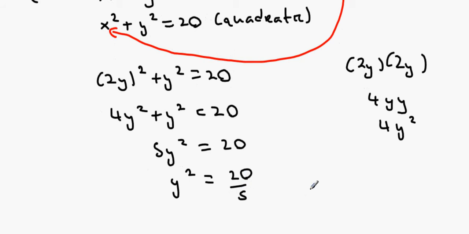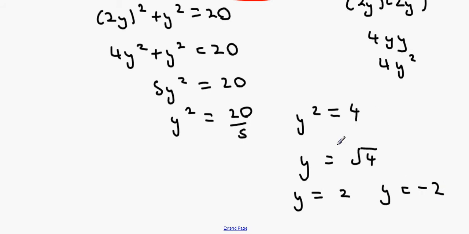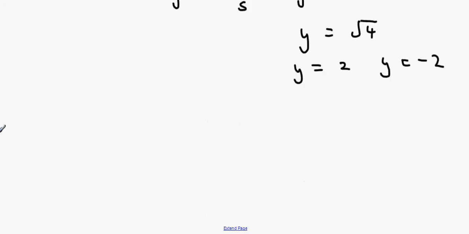Y squared equals 4. Now remember, it can be plus or minus, so when you get the square root of 4, you've got to remember that y can be plus or minus 2. So y can be 2 or y can be minus 2, because minus 2 by minus 2 also gives you 4. Now that we've calculated the y values, we also must calculate the x values.